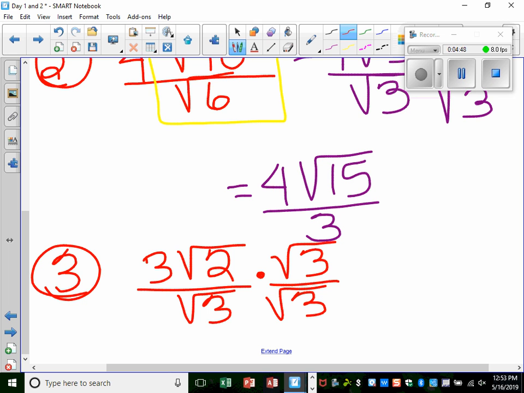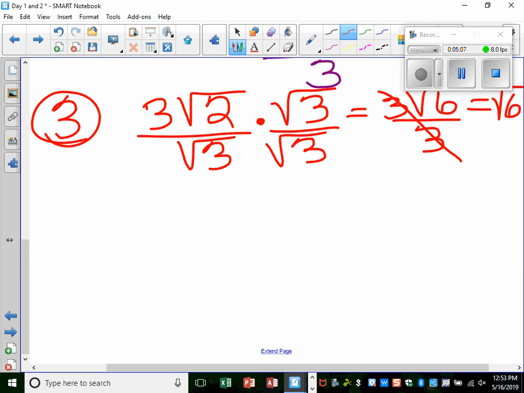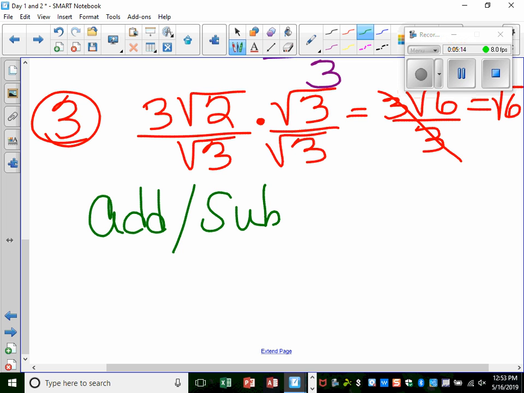So at the top, I'm going to end up with 3 rad 6 divided by 3. And of course, the 3's can cancel out because they're not under the radical, and you end up with rad 6 as your final answer. All right. Now, what if we are adding and subtracting? Okay, because we did this back in Unit 7 as well. So let's put add and subtract. And you can only add or subtract if they have like radicands.